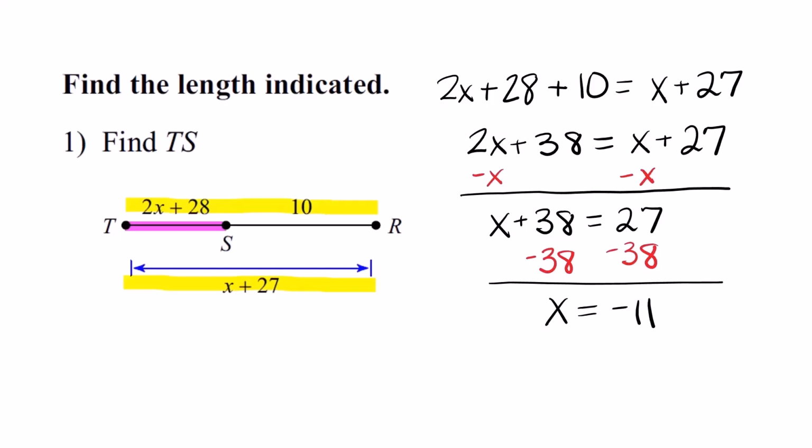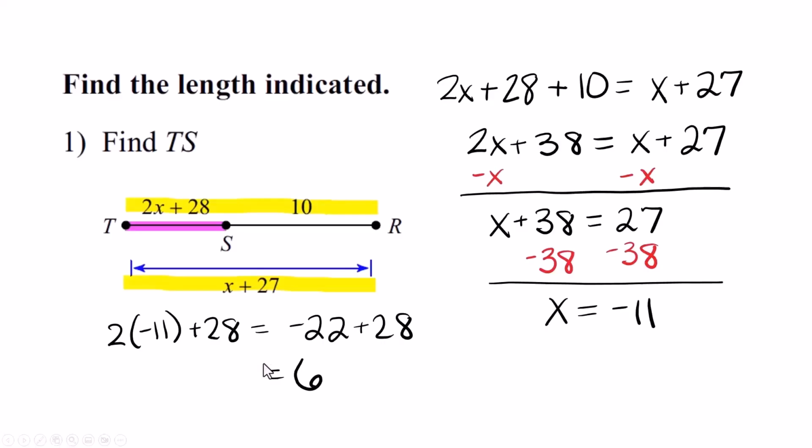Yay! Are we done? You're probably going to get that wrong if you stop here, but you didn't do anything wrong. It's just, I want to know how long this pink piece is right over here. So I'm going to pop that in there. 2 times negative 11 plus 28. So we get negative 22 plus 28, and we end up with the answer 6. So TS equals 6. That is finishing the problem. Negative 11, not wrong, just not finished.